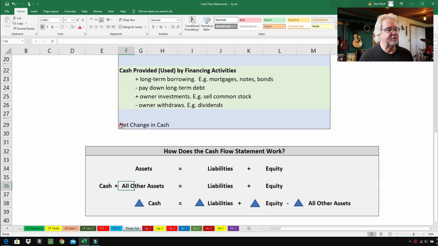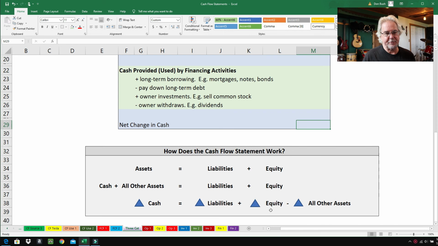In fact, look at this, the bottom line of the cash flow statement, which would end up being right there. Net change in cash, that's our bottom line. So change in cash equals change in liabilities plus change in equity minus the change in all other assets. So when we're doing this cash flow statement, this explains a lot on why we are doing what we're doing. Why are we finding the differences between accounts payable and that kind of thing.